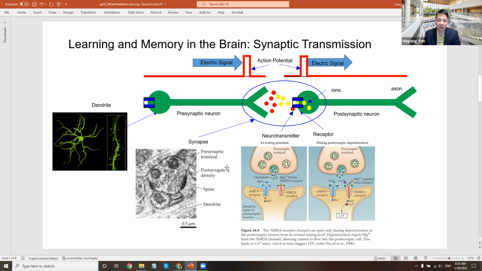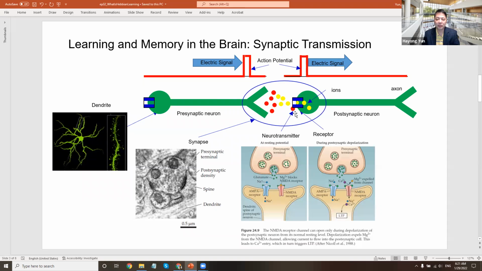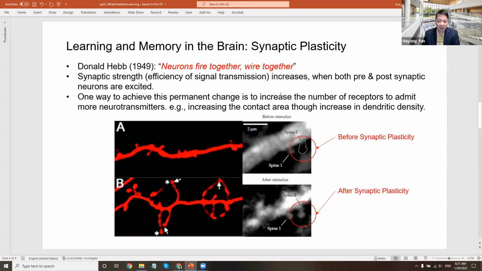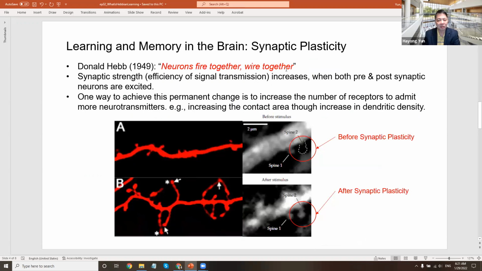Here's an actual picture for it. Okay, so how do we actually learn? That's how the signal is transmitted, and learning means that it gets easier to transmit here in the junction. The thing is that physically this junction changes in a way that it can easily accept chemicals. That's what learning does, and it's called synaptic plasticity. Plasticity means it's kind of a permanent change.